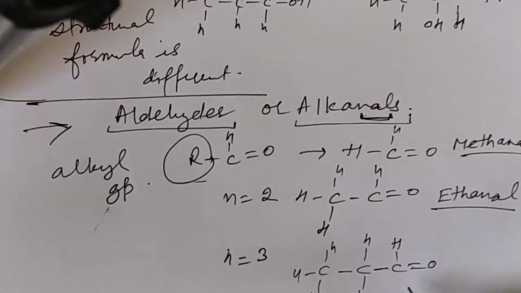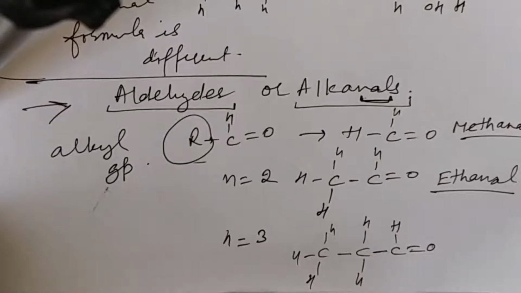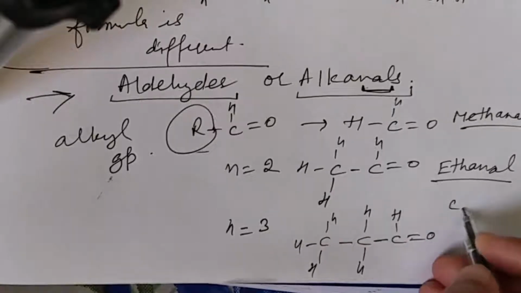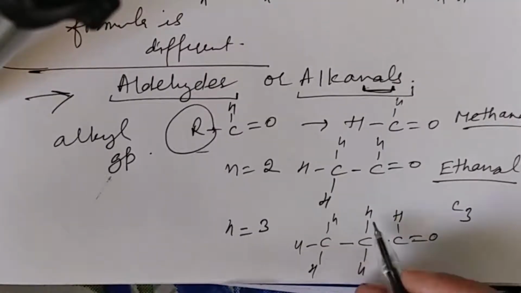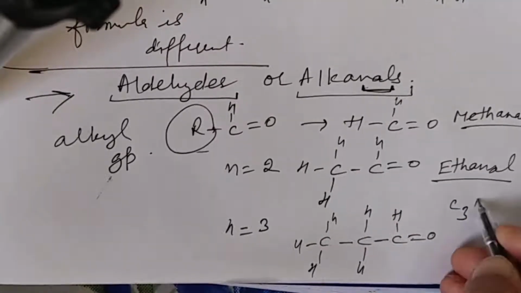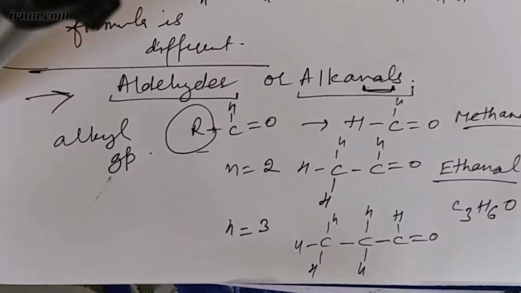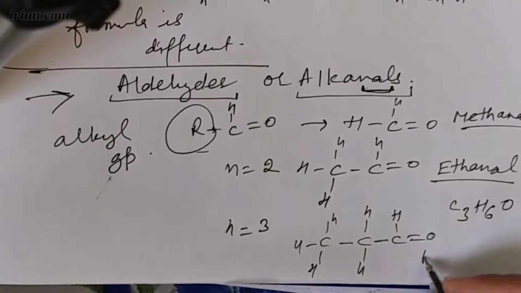It should be equal to 4 because carbon is tetravalent in nature. So what will be the structure of this compound? This will be C3H6O. Count the number of hydrogen atoms. Okay. So in this structure it is propane.